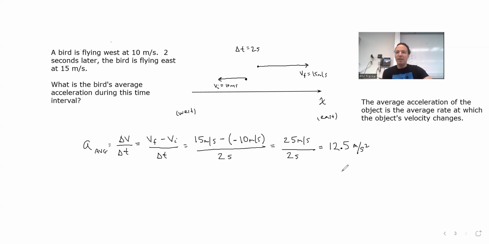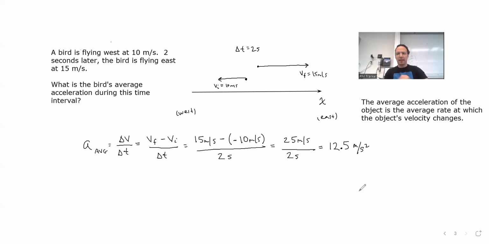So 12.5 meters per second squared could mean speeding up by 12.5 meters per second. It could mean slowing down by 12.5 meters per second. But in this case, the object slows down, then turns around and speeds up to the right. So it's better to think about it as just the velocity is changing by way of, in this case, adding positive 12.5 meters per second onto the velocity every second.